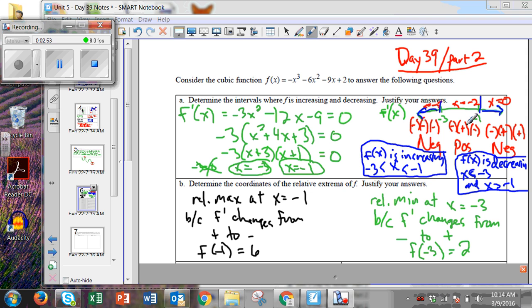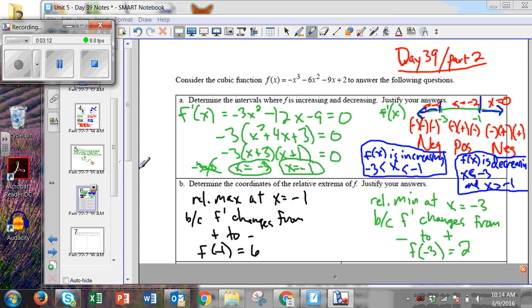Okay, so again, we talked about the max being at negative 1. Substitute negative 1 into the original function, and we get 6. And again, why was it a max? Because the derivative goes from positive to negative. The relative min's at x equals negative 3. Why? Because the derivative changes from negative to positive. Substitute negative 3 into the original function and get 2.